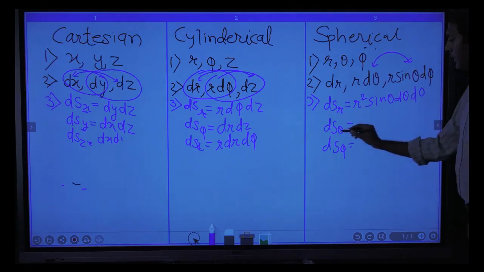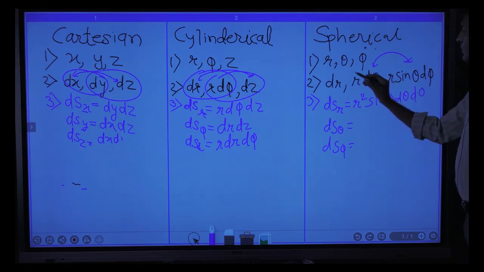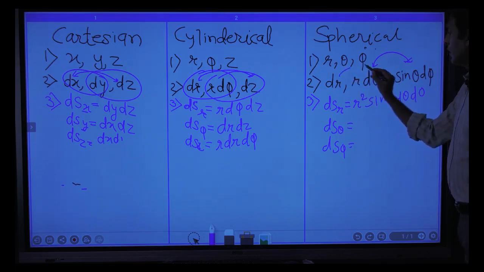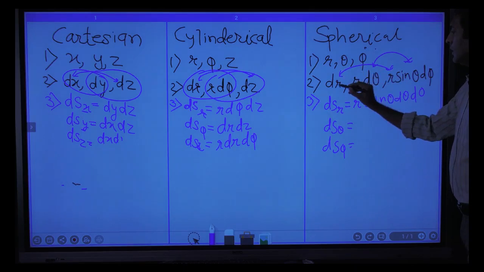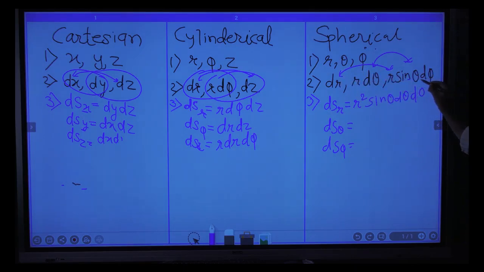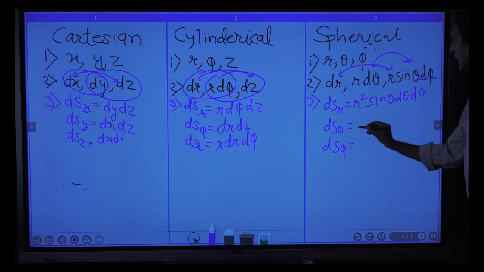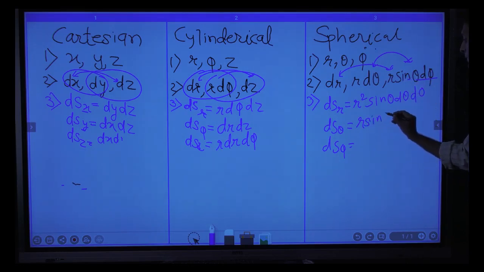Second one is θ constant. Theta constant means we have to take the product of the remaining two. The remaining two are dr and r sinθ dφ. So first we will write r, then we will write sinθ, then dr to maintain the sequence, and the last one is dφ.